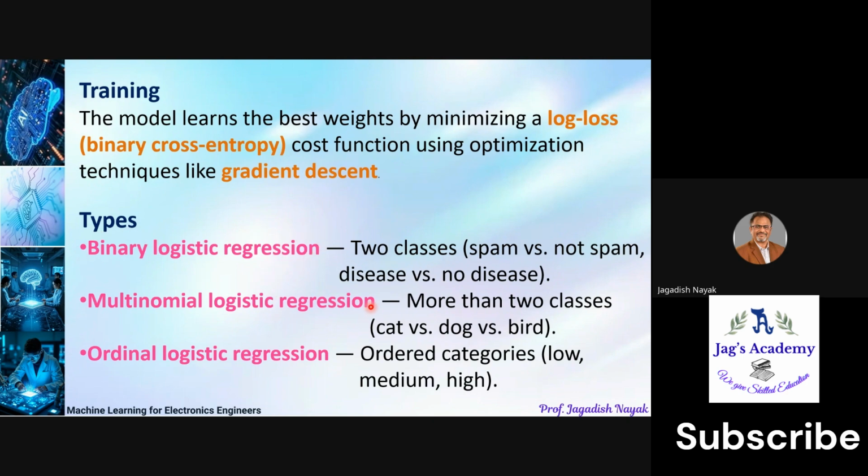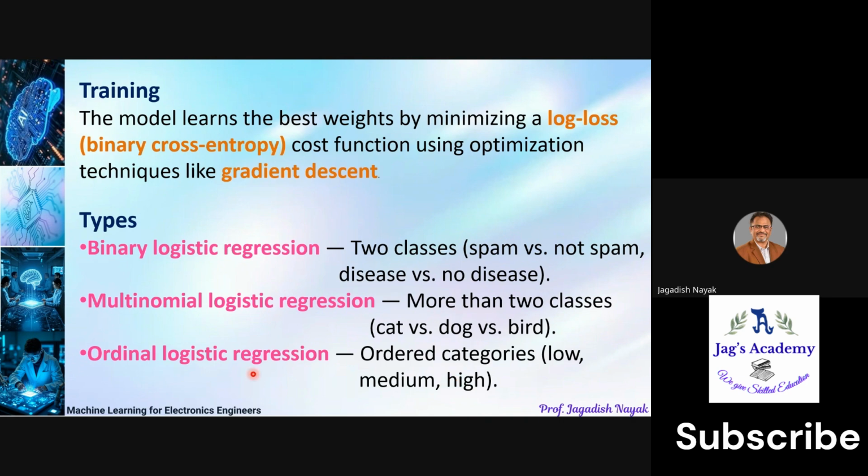Similarly, when you have more than one class, you have different types of cats, dogs, birds. Suppose you want to classify the animal as a cat, dog, bird, and different animals, then you go for multinomial logistic regression. When you have more than two classes, this is what you're going to use.